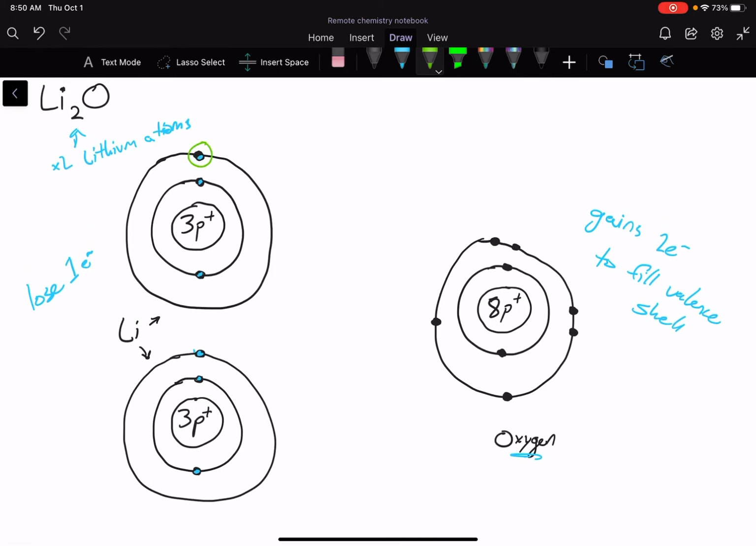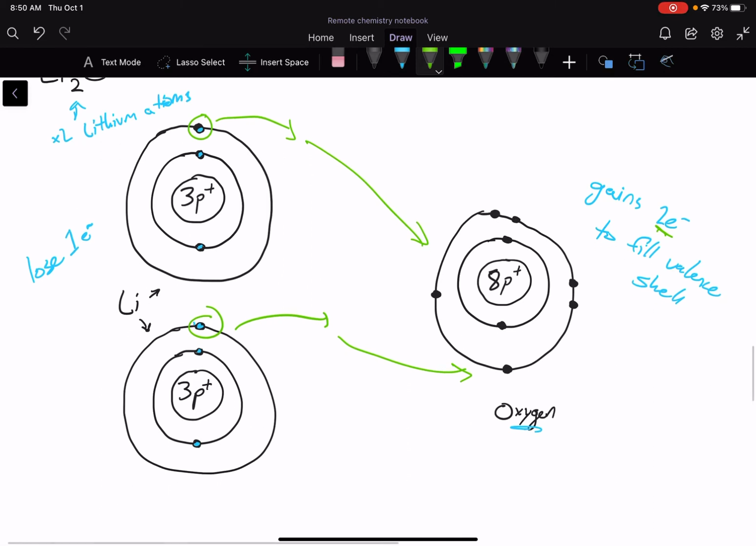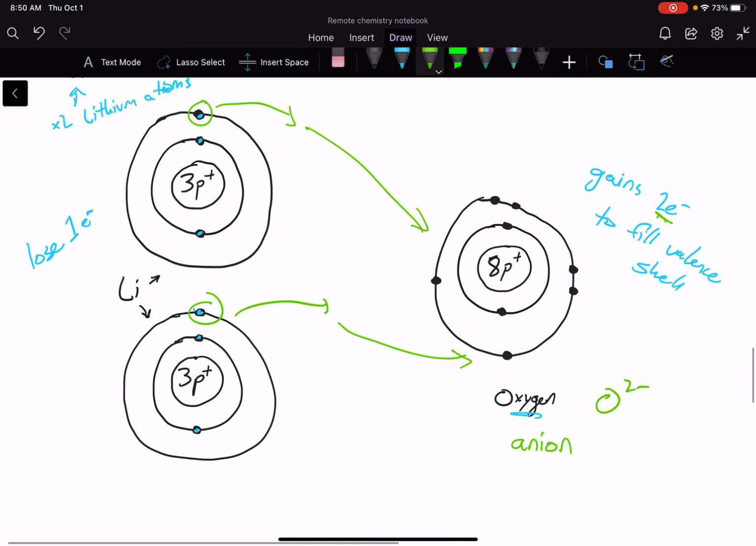So this lithium atom is going to want to give away its electron, this lithium atom is going to want to give away its electron, and because this oxygen needs to gain 2 electrons, it can actually take both of the electrons given away by the lithiums. And so again, we have our anion, and this oxygen will have a 2 minus charge because it gained 2 electrons. And each of these lithium atoms lost an electron, so now they are lithium plus, and these are cations.